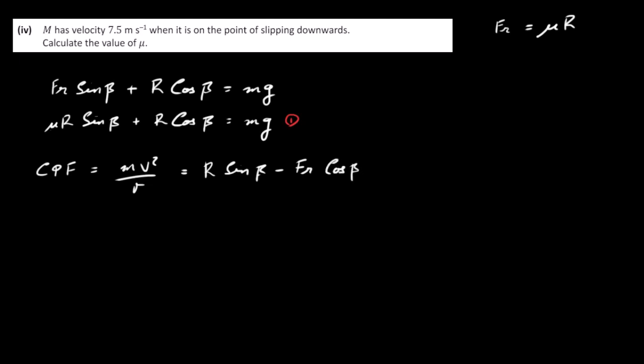So we have mv squared over r. Remember, r was 10 sine beta, so it's going to be 10 times 4 over 5, which is just 8, is equal to OR times sine beta again, which is just 4 over 5, and then we've got minus the friction again, remember, is just mu times OR, and we've got cos beta, which was 3 over 5.